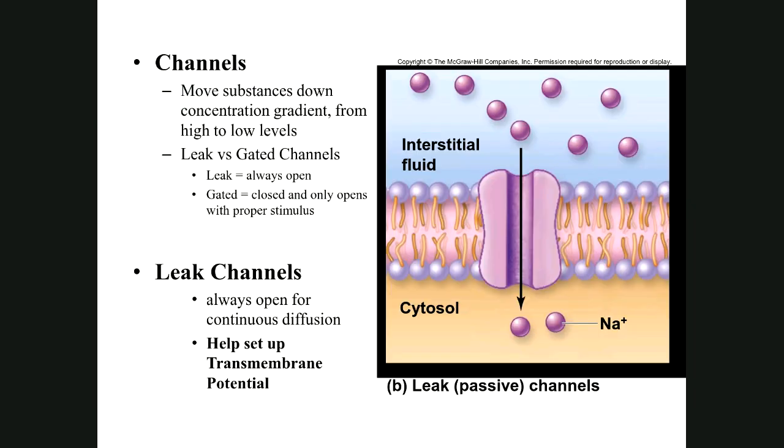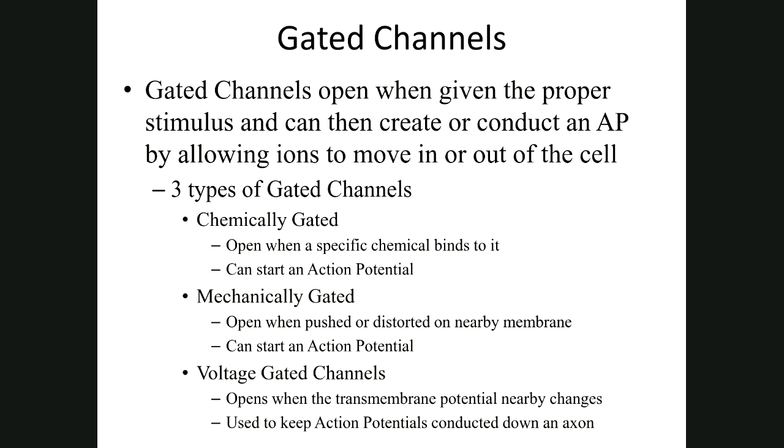Here's the channels. The channels, again, we've got leak versus gated. Leak channels are always open. Gated channels are usually closed, and they only open with the proper stimulus. So we're going to talk about the different types of stimulus that can open these channels. And so remember, the leak channels along with the pump set up transmembrane potential. So the leak channels help to set up the transmembrane potential along with the pump, but then the gated channels open when we give them the proper stimulus, and then they can create or conduct an action potential by allowing ions to move in and out of the cell.